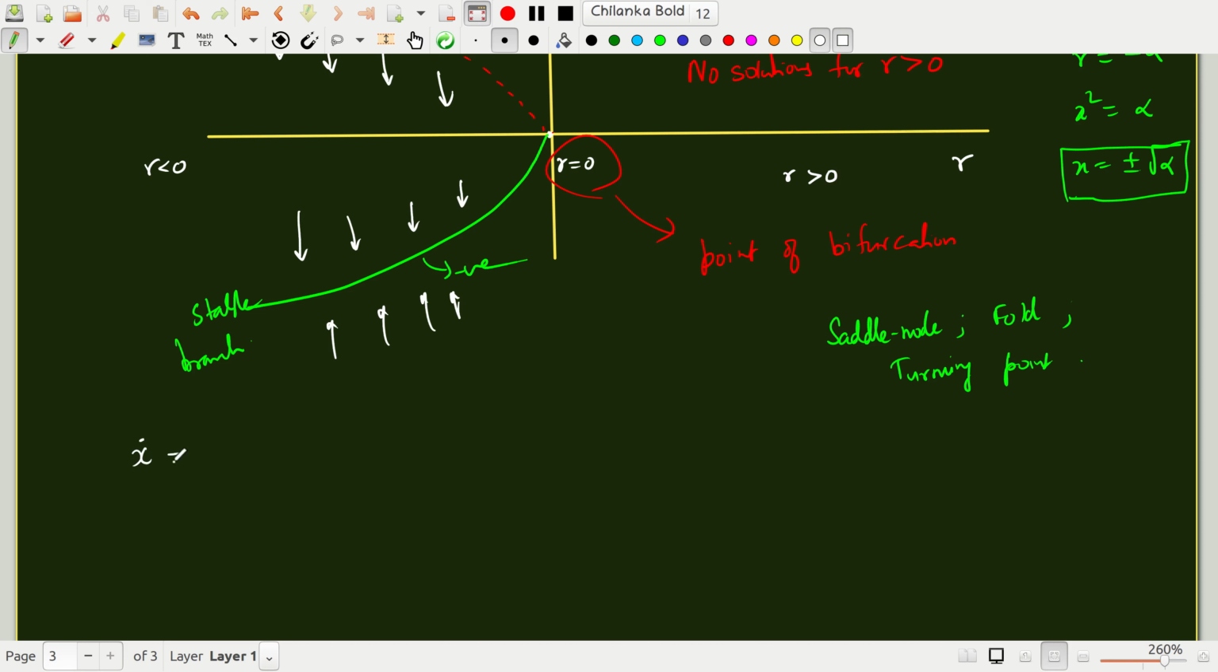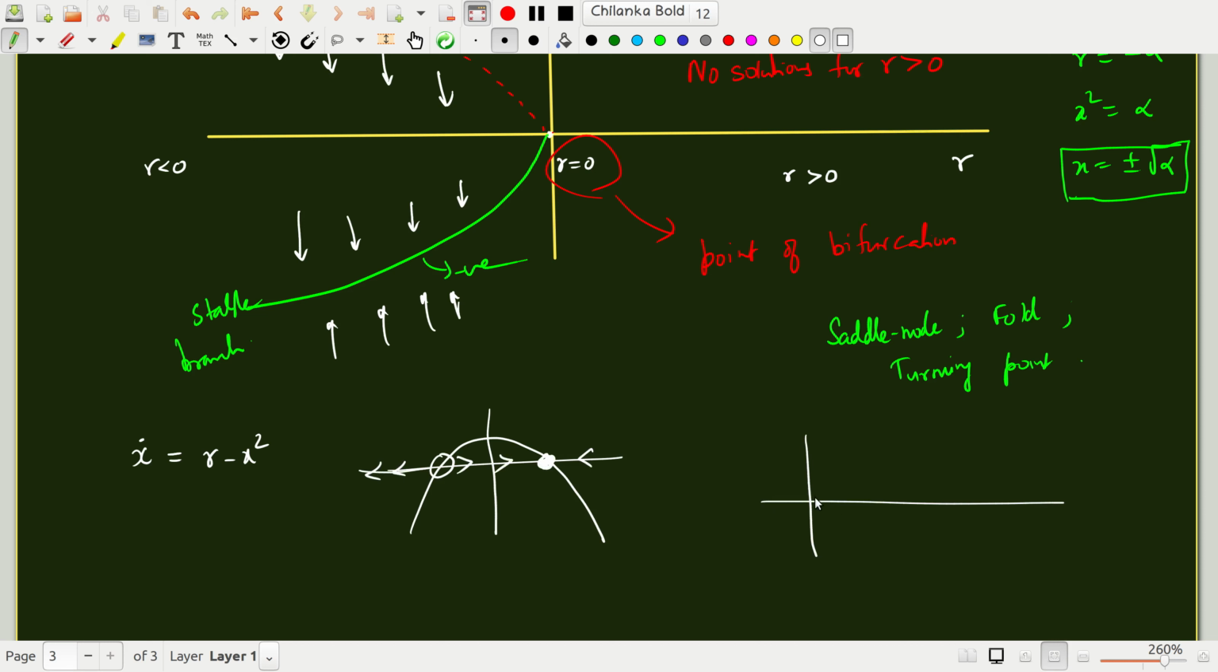as x dot is equal to r minus x squared instead of r plus x squared, and then the sense of everything will be opposite. Now the negative branch will become the unstable fixed point and the positive will become stable. If I plot the bifurcation diagram, it will appear like this: stable, unstable, this is r, this is x star. There is no solution when r is less than 0. So things change just because of the change in sign, otherwise qualitatively everything is the same.